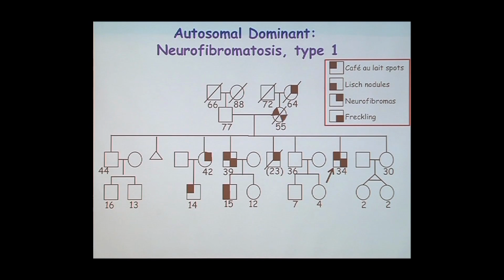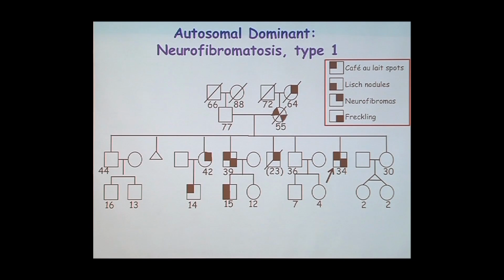So this is basically the same pedigree. This family has a disease called neurofibromatosis, and this is one of the most common single gene disorders. It affects 1 in 3,500 people, which is actually pretty common. And this is a disease that affects the nervous system, skin, and eyes. And the different symptoms are listed over here, and I'll show you pictures of those in just a moment.